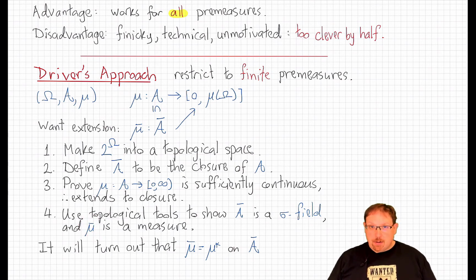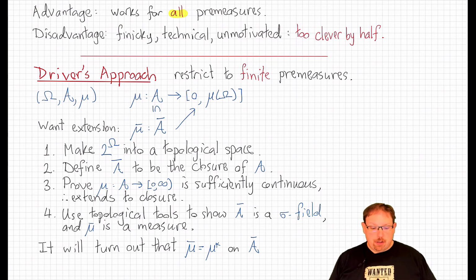Now it will turn out, and be useful in the proof, that the closure extension of the function mu is going to be equal to the Cartier-Dori outer measure generated by mu. So that's the philosophy that we're going to follow. When we want to make an extension of a function, we consider its domain to be a topological space, and we use topological considerations to extend it to the closure.